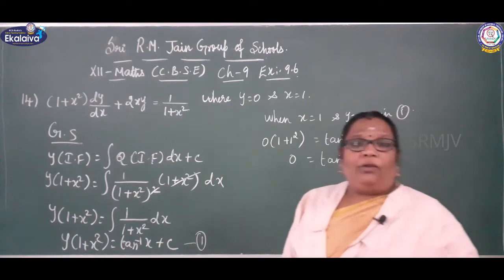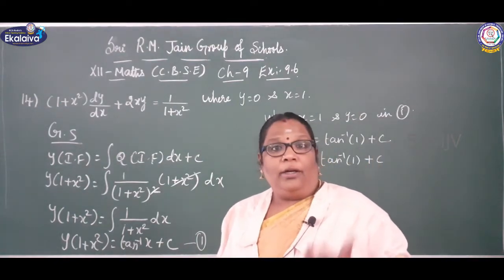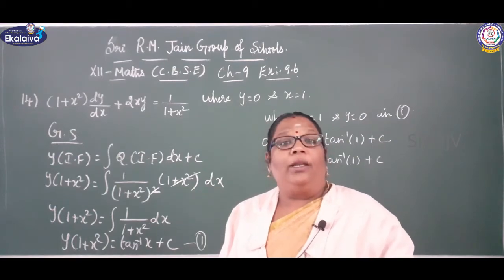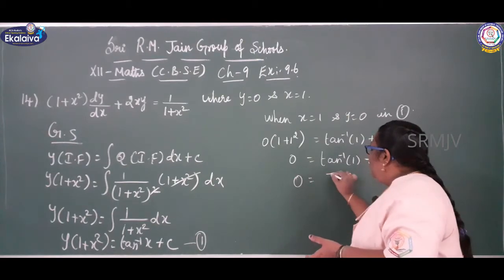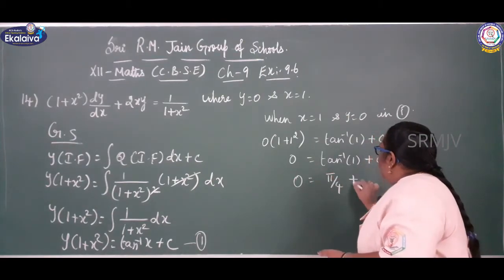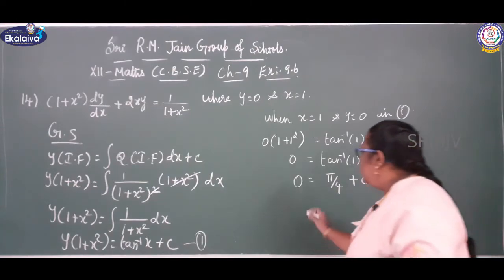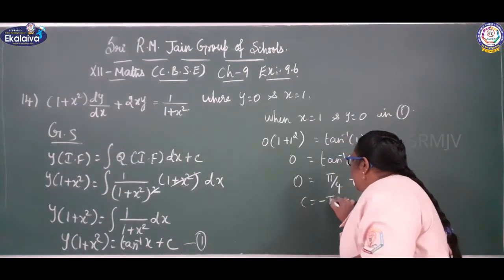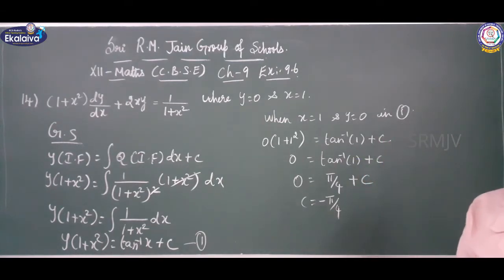See the trigonometric value when you are getting the value of 1 in the tan table. Trigonometric table, tan value is 1, yeah, it is pi by 4. So 0 equal to pi by 4 plus c. So what is the value of c? C equal to minus pi by 4. C value is minus pi by 4.